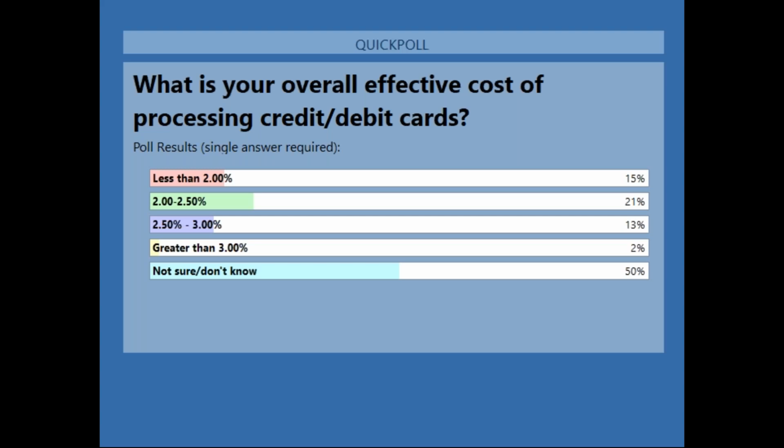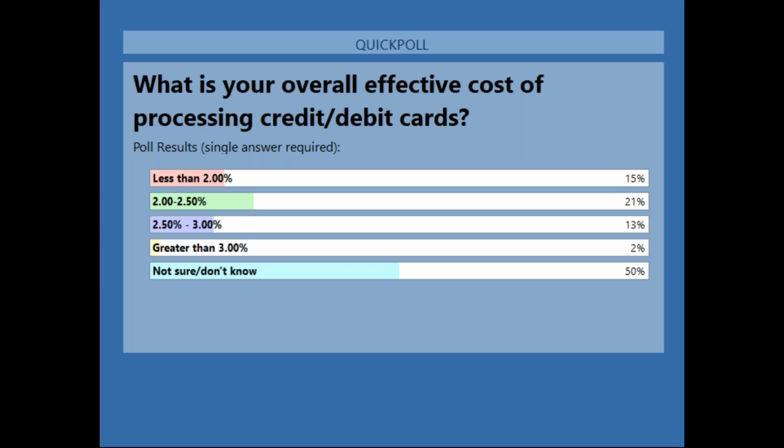So we have 15% to say it's less than 2%, 21% say 2 to 2.5%, 13% say it's 2.5 to 3%, 2% say it's over 3%, and 50% say don't know, unsure.